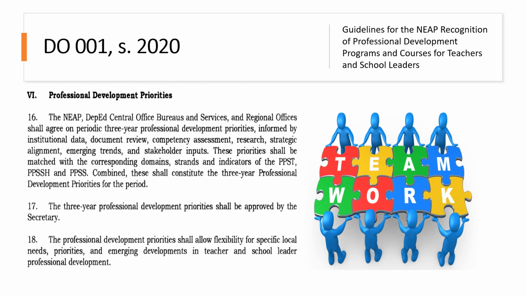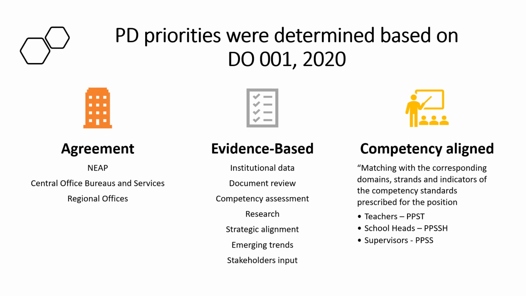In these guidelines, we can find the provisions for the PD priorities in Section 6, number 16 to 18. In a nutshell, these provisions emphasized what should be done to come up with the said PD priorities, namely, for the various offices in the department across governance levels to agree on periodic 3-year PD priorities. Next, that the identified data sources in the said DepEd order be used in determining the PD priorities and match the results with the domains, strands, and indicators of the professional standards for teachers, school heads, and supervisors.